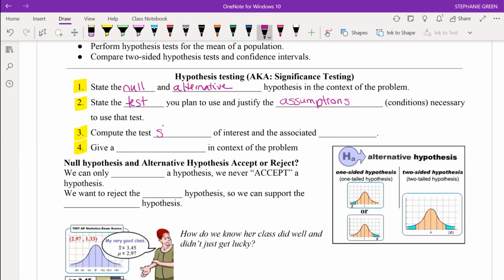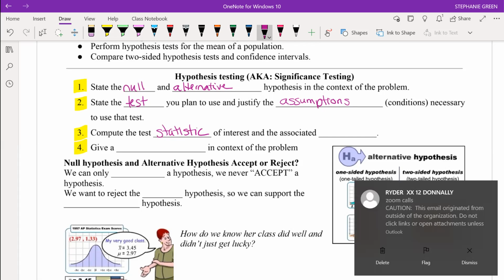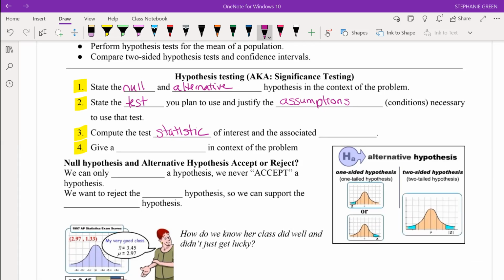A lot of times that will be given to us. That would be our sample mean in this case. Statistic is spelled like so, statistic. Anyway, so we compute the test statistic. Since we're doing a hypothesis test for means in this section, the test statistic would be a sample mean. And we use that sample mean to calculate our associated p-value.